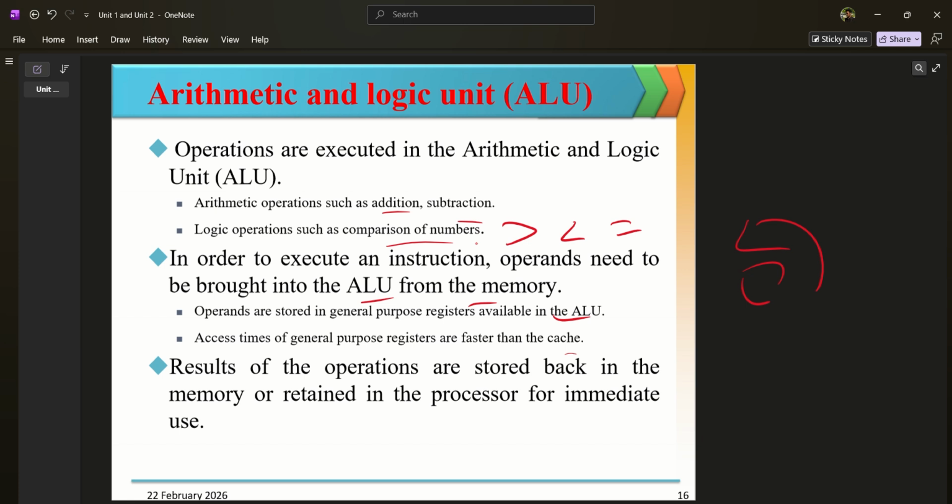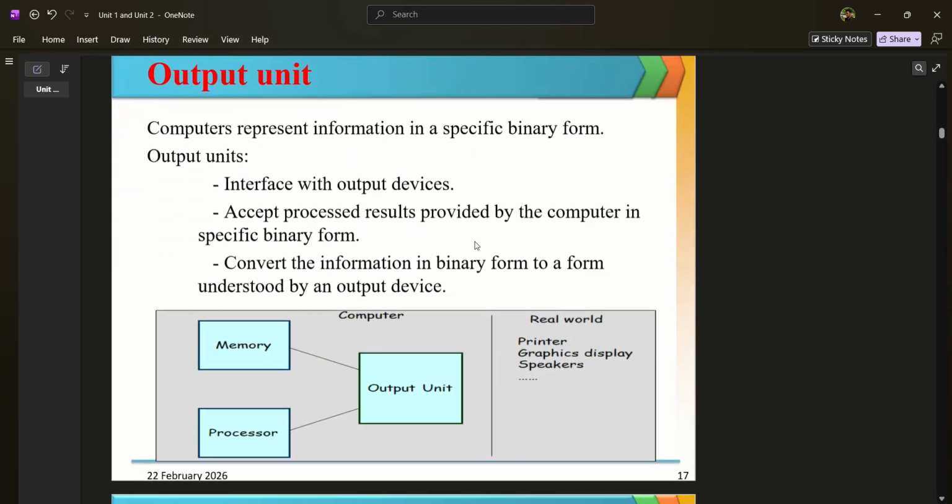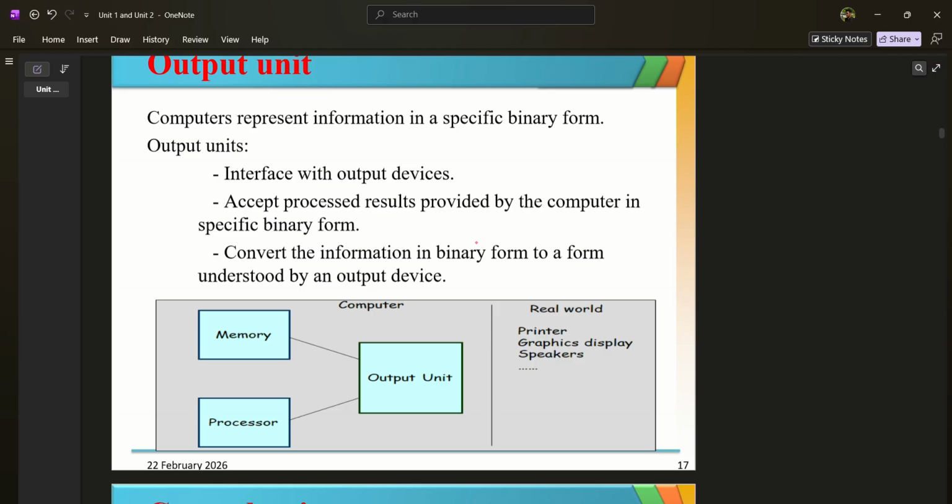The results of the operations are stored back in the memory or retained in the processor for immediate use. So what else is there? Output unit. The output unit represents the processed information from the processor and displays it to the outside environment.